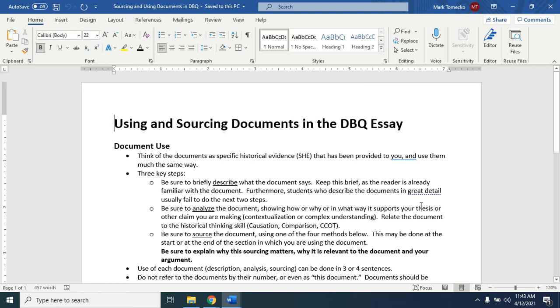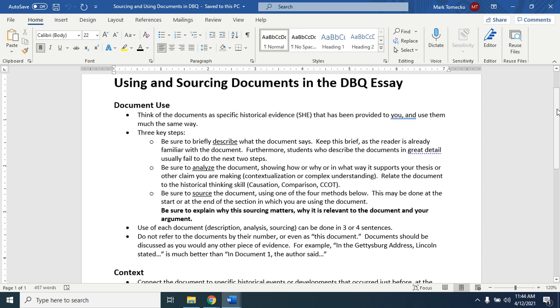You recently received this handout that helps you understand how to use and source the documents in the DBQ essay. I wanted to go over this with you a little bit in this video, showing you how easy this is. If you read and comprehend the documents, have a strong thesis, and know what you want to say, then incorporating the documents and sourcing them properly isn't that difficult to do.